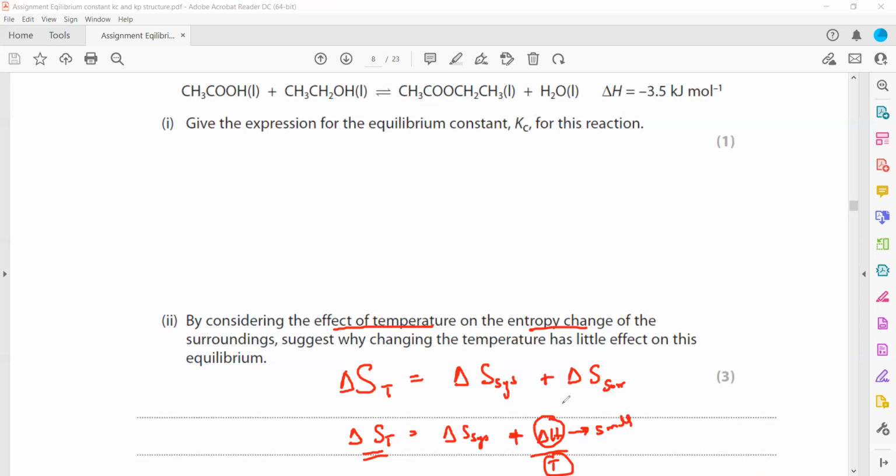So the delta H is very small for this reaction, as you can see here, minus 3.5. It's a very small value for enthalpy change, or it is less exothermic. As a result, when we change the temperature, the total entropy won't change. And as the total entropy won't change, the formula which relates the total entropy is equal to R ln K. So if the total entropy is not changing, what happens to the value of K? That will also remain unchanged, or constant.